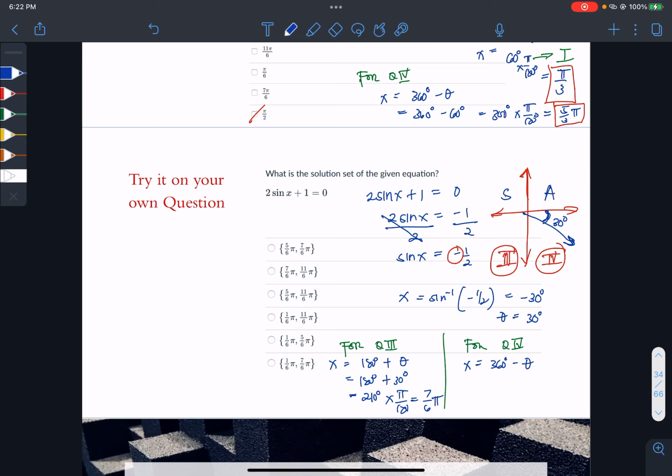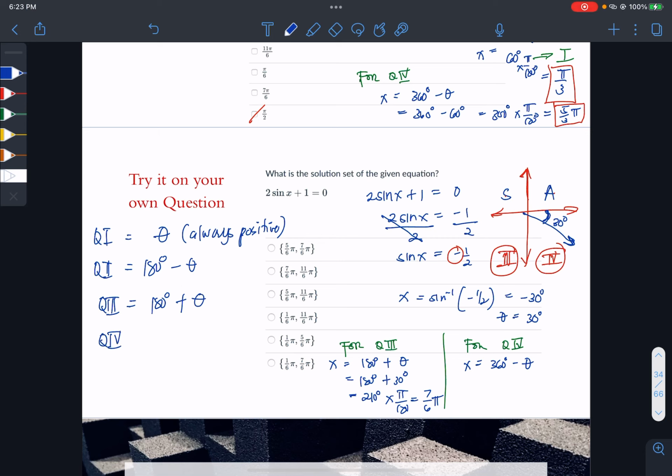So, remember this, diba? So, pag quadrant 1, that is just the theta. Laging positive ang theta. So, theta is always positive. So, kung may negative siya, tanggalin mo lang yung negative. Sa quadrant 2, it's always 180 degrees minus theta. Sa quadrant 3, it's always 180 degrees plus theta. Sa quadrant 4, 360 degrees minus theta. So, that is our formula in getting the angle.